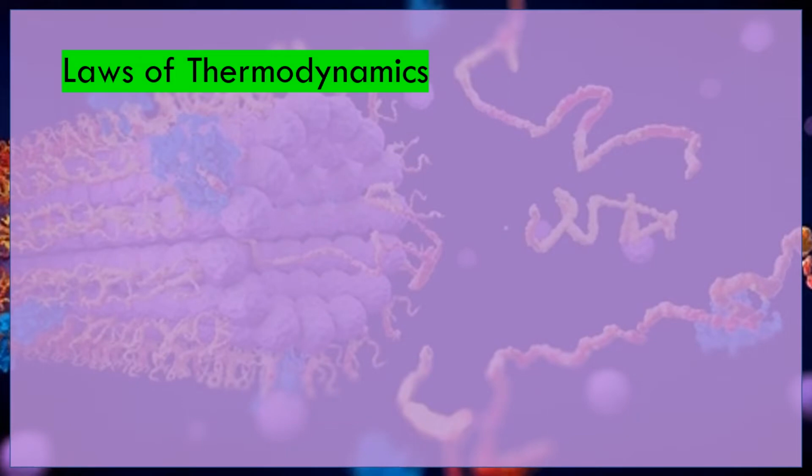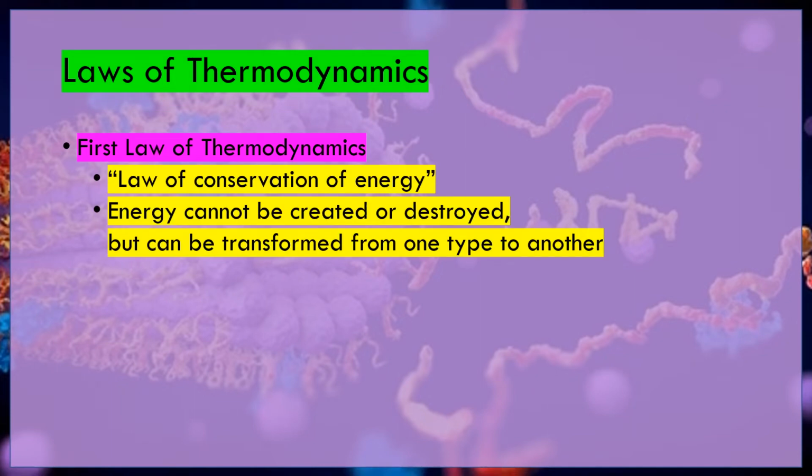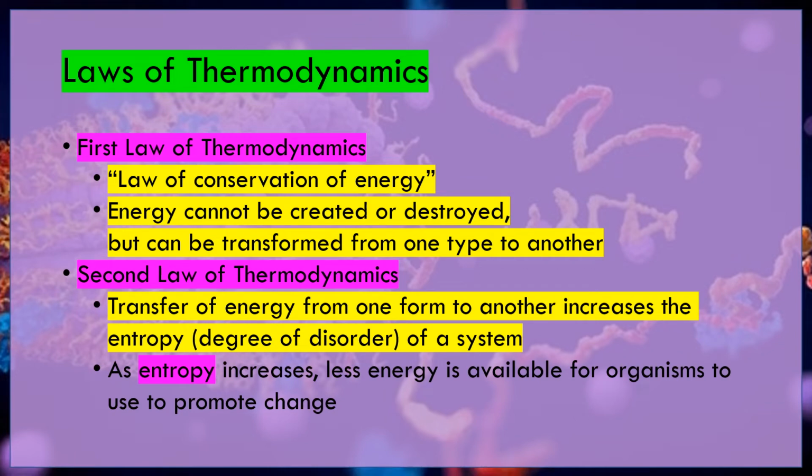The laws of thermodynamics, we'll be going over the first two. The first law of thermodynamics is the law of conservation of energy, which states energy cannot be created or destroyed, but can be transferred from one type to another. The second law of thermodynamics states transfer of energy from one form to another increases the entropy, which is the degree of disorder of a system. As entropy increases, less energy is available for organisms to use to promote change. And most of the time when we're talking about entropy, we're talking about heat being released.